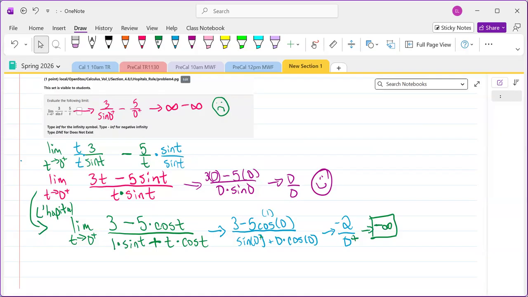Zero from the left side, would it still be negative? If it was from the left side, our sine values would be negative, and then our t values would be negative. So we'd have -0 side plus -0 side, and then the cosine would still be 1. So those would all be negative zeros, and with -2 on top, it would have been positive infinity, just because it's doing one of those split behavior things.